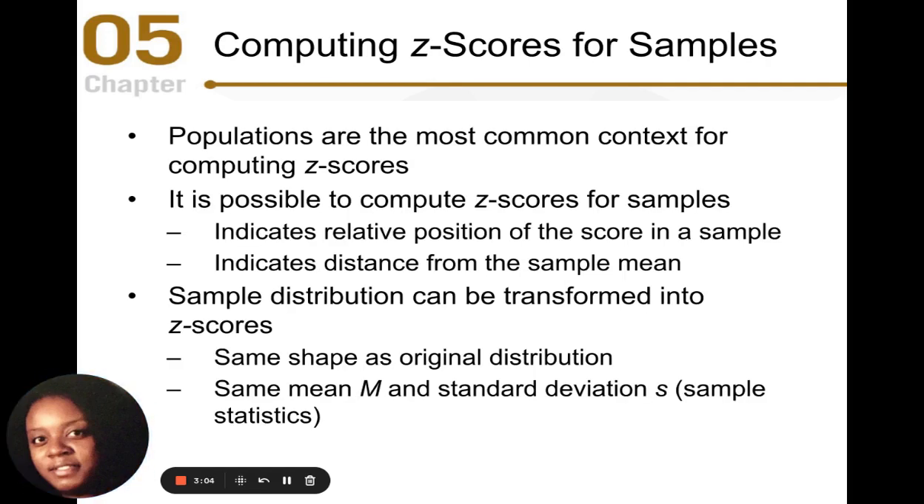The easiest and most common way for us to compute a z-score is using populations. It is possible to calculate a z-score from a sample, but it's not as common. It will help us indicate the relative position of the scores in a sample and the distance from the sample mean. A sample distribution can be transformed into z-scores as well. That will give the same shape as the original distribution and the same mean and standard deviation.